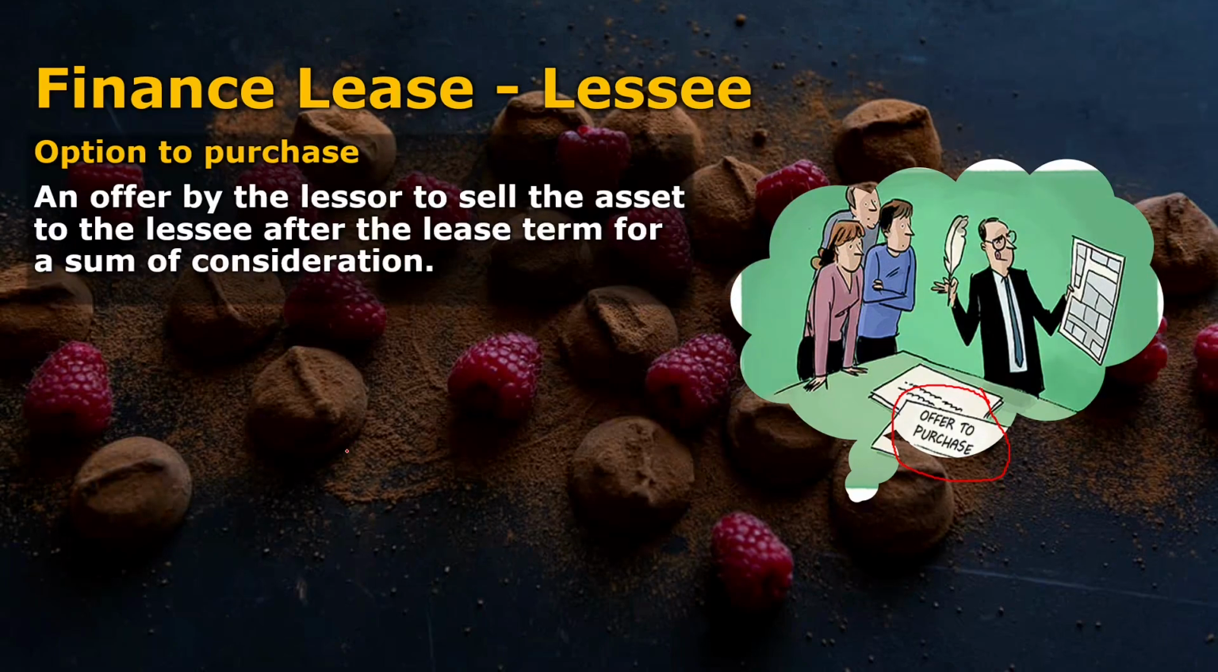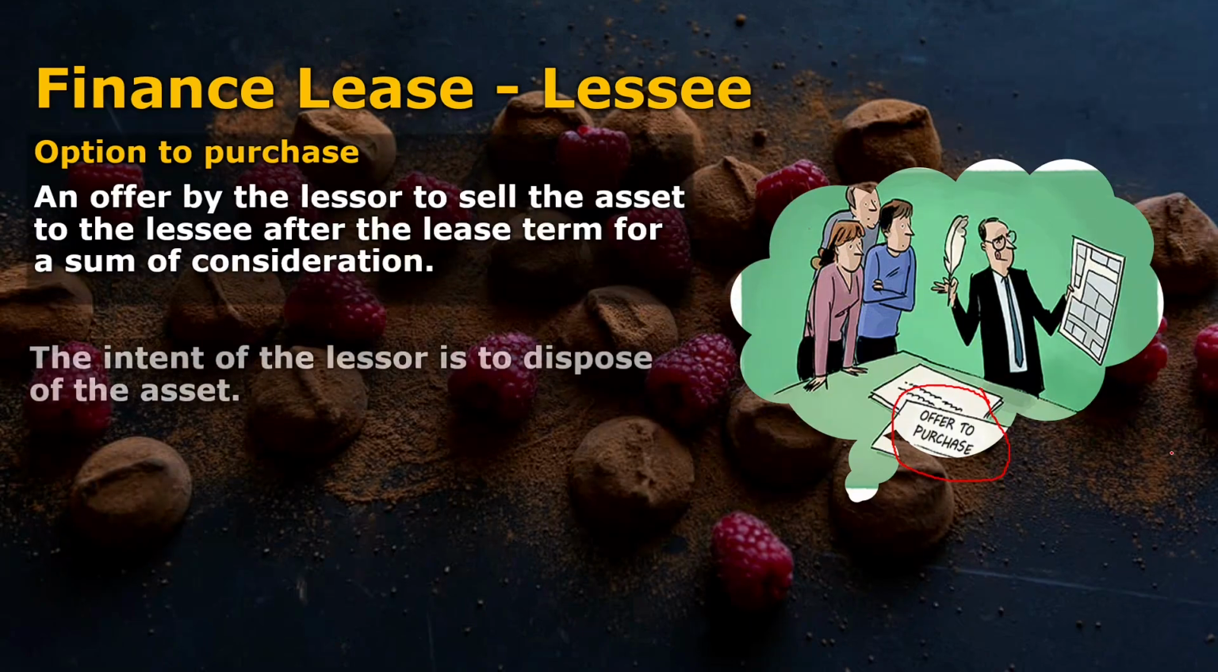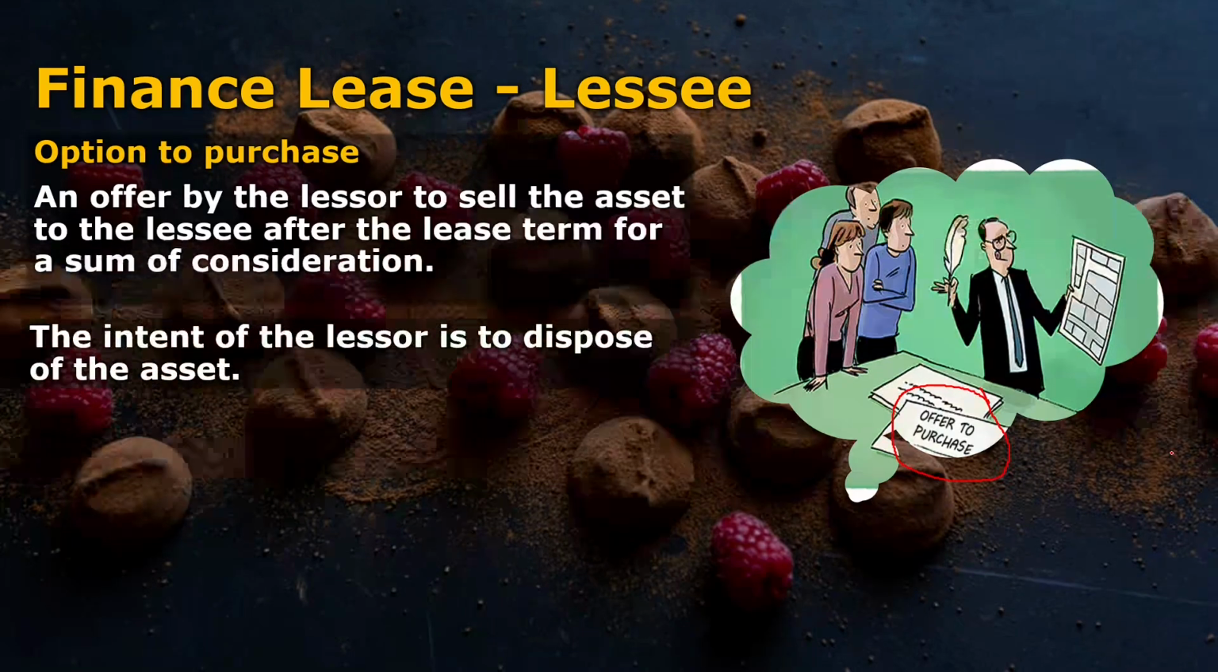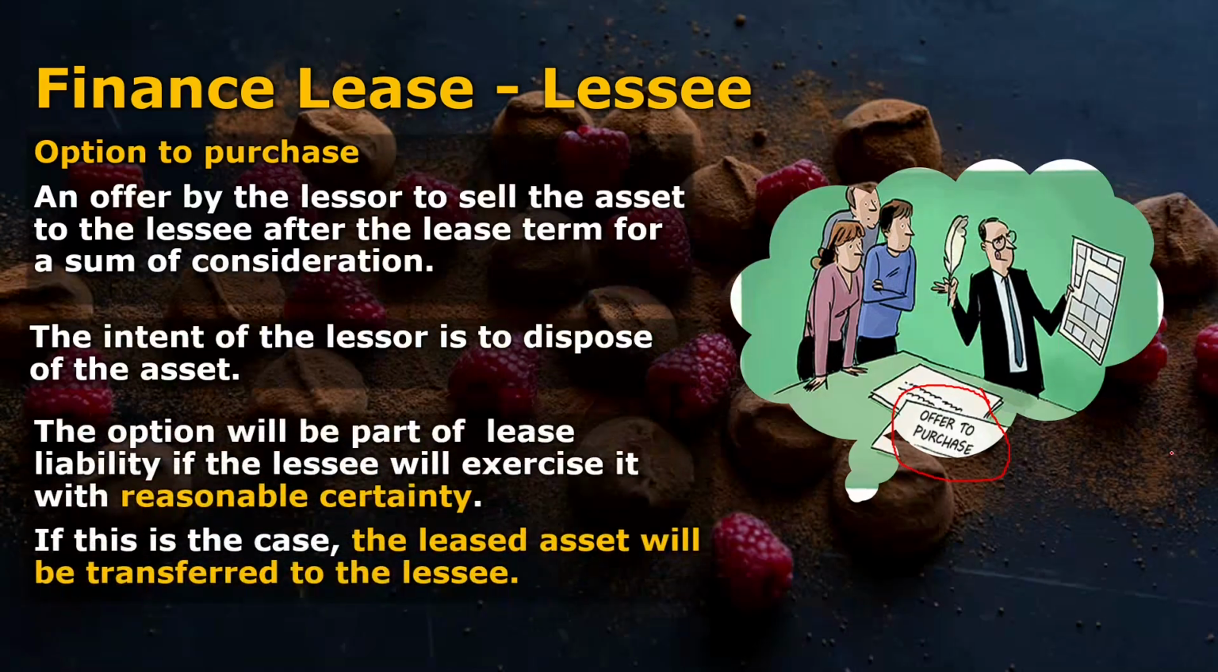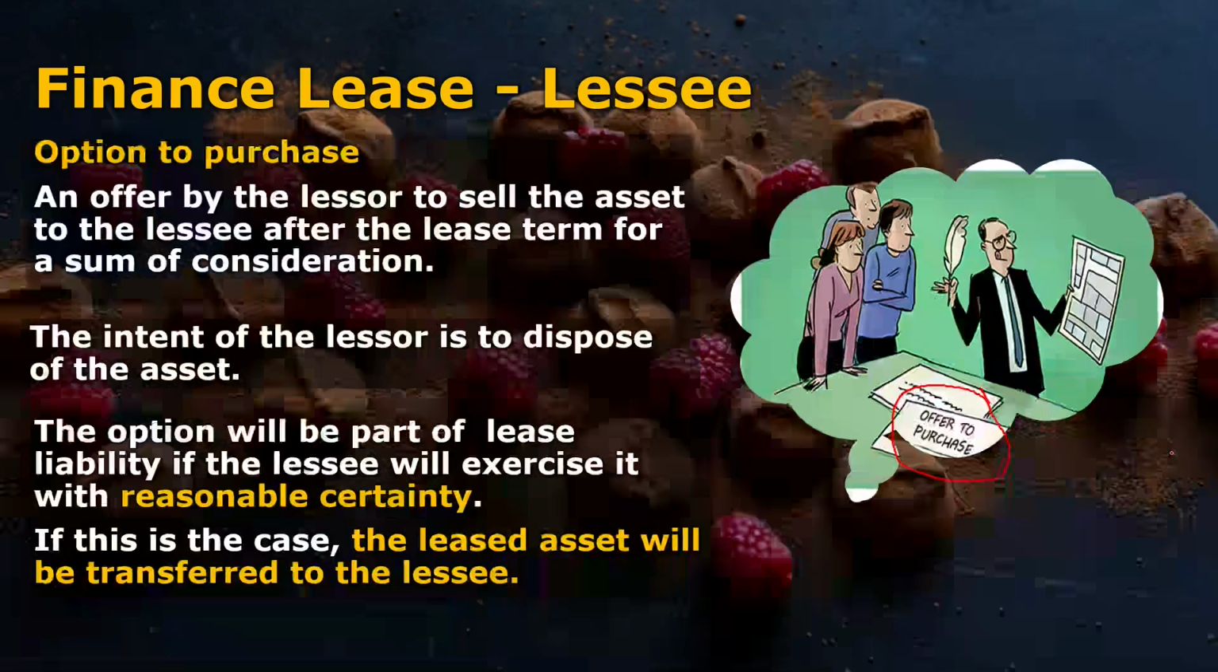Now, if this is thrown by the lessor to the lessee, the intent of the lessor is to dispose of the asset, of course, because you gave the lessee the option to buy it. The option will be part of the lease liability if the lessee will exercise it with reasonable certainty.